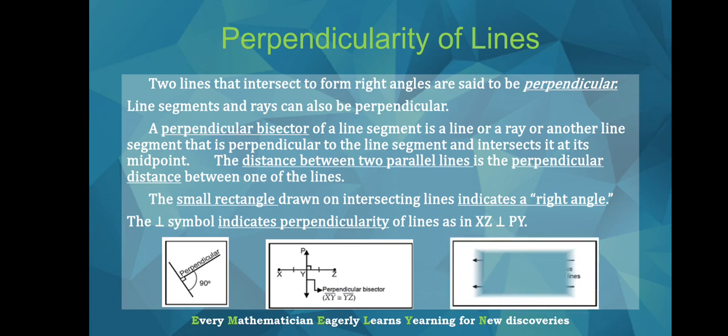The distance between two parallel lines is the perpendicular distance between one of the lines. The small rectangle drawn on intersecting lines indicates a right angle. The perpendicular symbol indicates perpendicularity of lines, as in XC is perpendicular to PY.